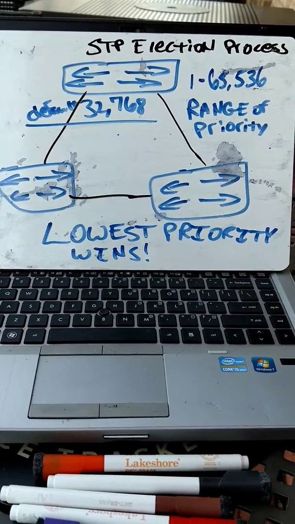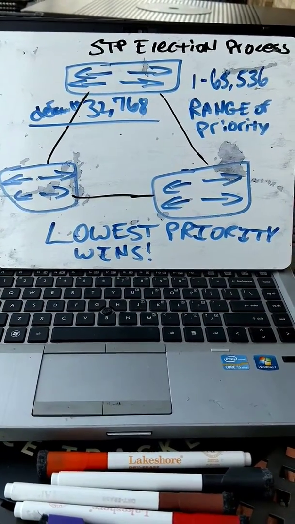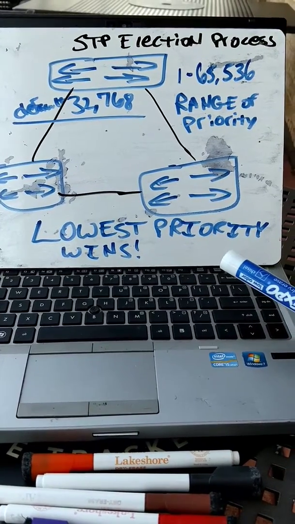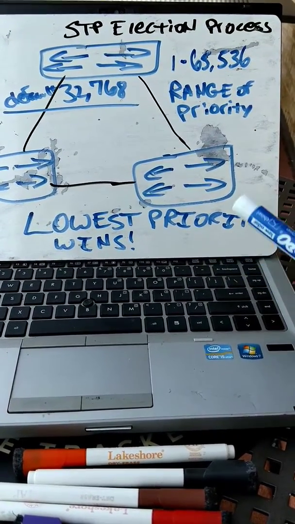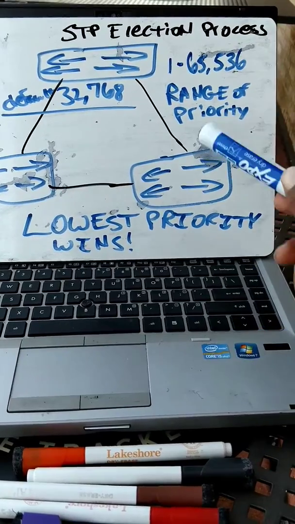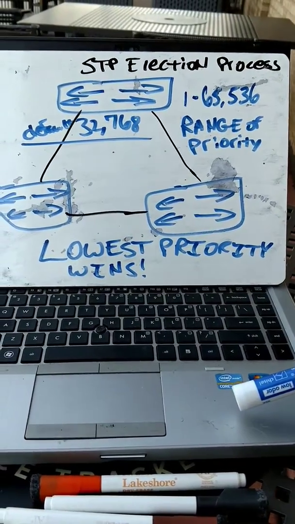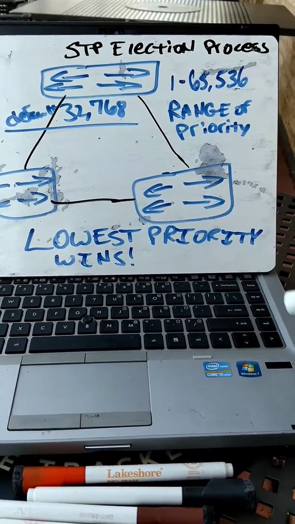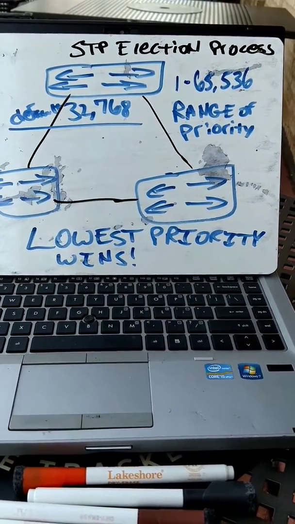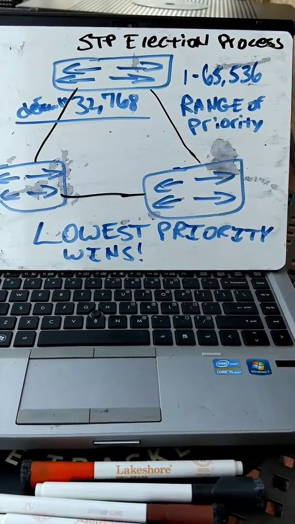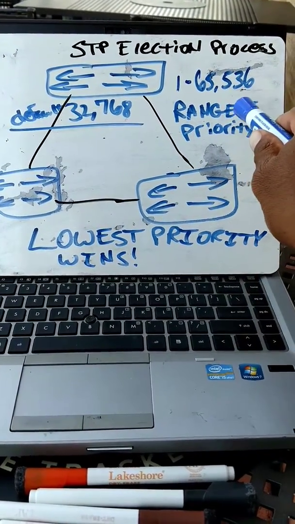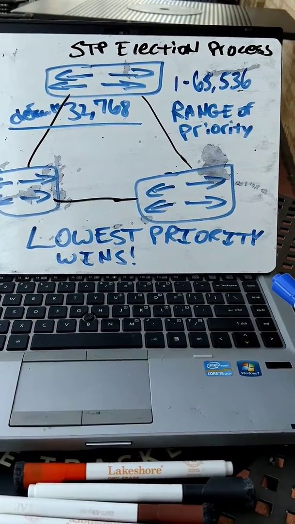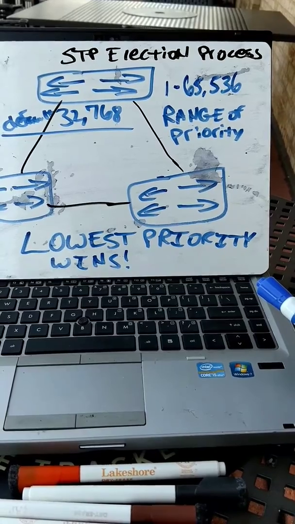And the BPDU consists of two components. It consists of a priority and a MAC address. And the priority is a number from 1 to 65,536, and the lowest number from 1 to 65,536 is going to be the winner of the election process.